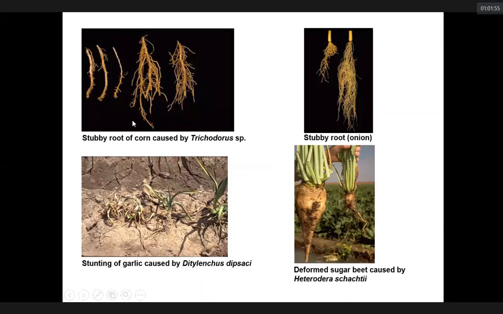Okay. You can see here stubby root of corn, maize, caused by Trichodorus. You can see here stubby root here, this one, left hand side. You can see here stunting of garlic caused by Ditylenchus dipsaci. You can see nematode infestation on the right hand side. Sugar beet. You can see here the shape is deformed. This is the normal shape, and this is the deformed shape caused by Heterodera schachtii.